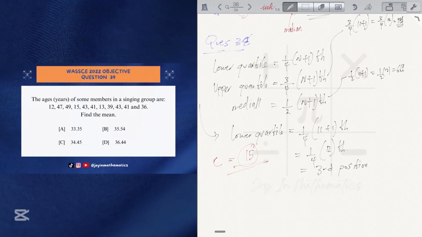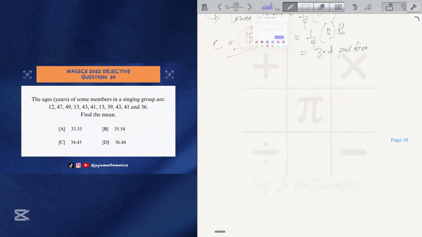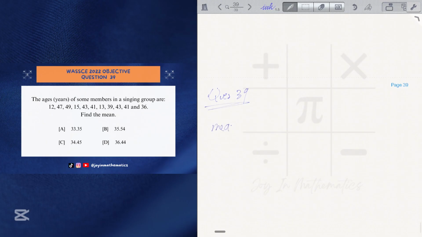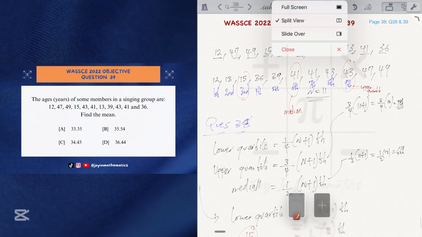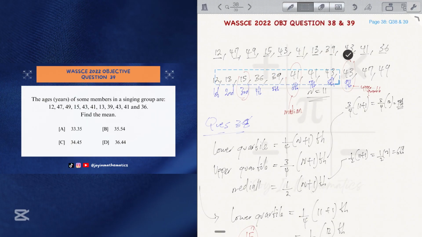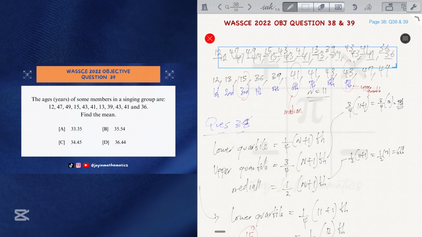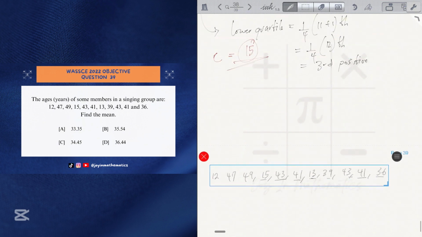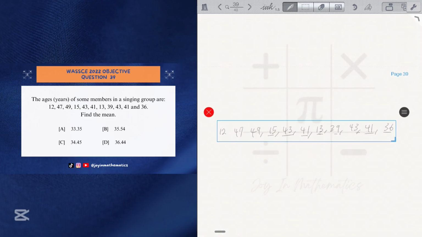Let's move further to question 39. Question 39 is very simple. The question says we should find the mean. Now, mean is the formula that gives summation of the x terms divided by the number of terms. So let's apply it. This mean will be equal to the sum of everything that we have here. So we can just take all the values together. Okay, let's just rewrite it.